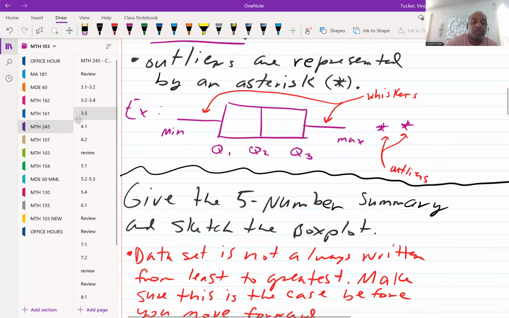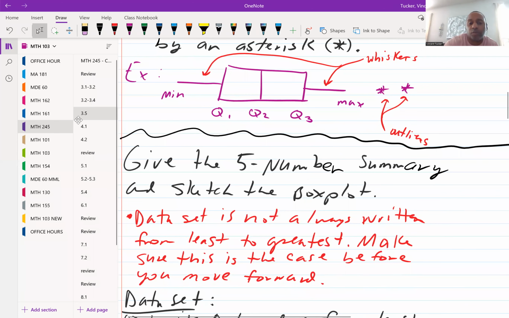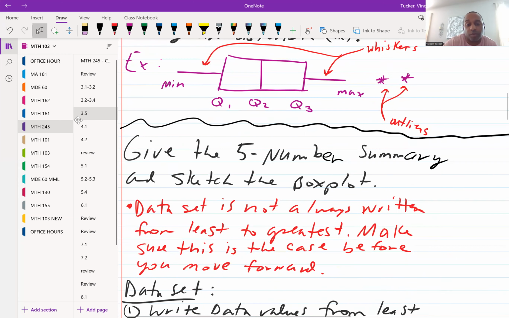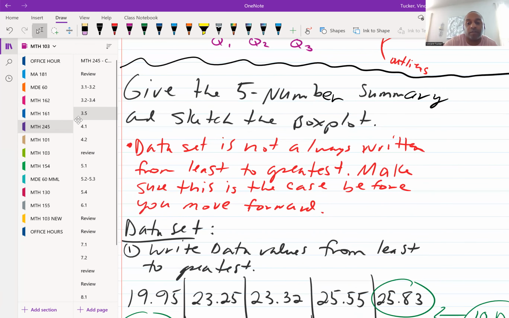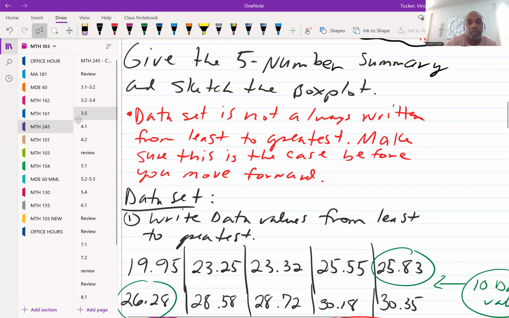So this is just in red, a reminder: a data set's not always written from least to greatest. Make sure this is the case before you move forward. Remember, that was the first step, to write your data set from least to greatest. I'll give you a chance to write that.